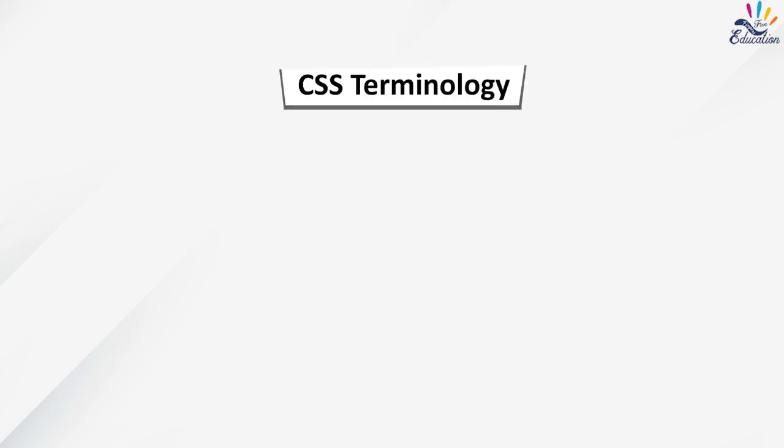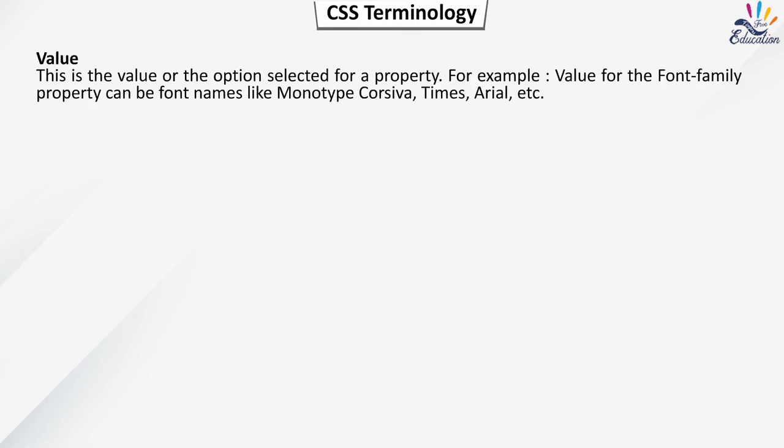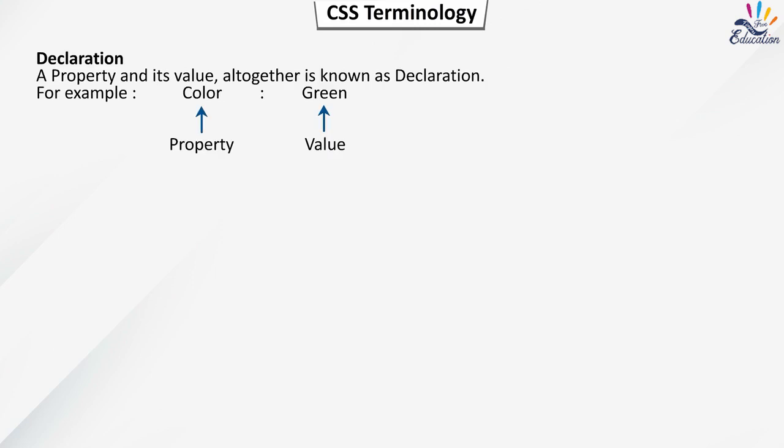CSS terminology. Property. It defines how different elements look on the web page. Font family, color, background, border, and the like are all examples of properties. Value. This is the value or the option selected for a property. For example, the value for the font family property can be font names like Monotype, Cursiva, Times, Arial, etc.